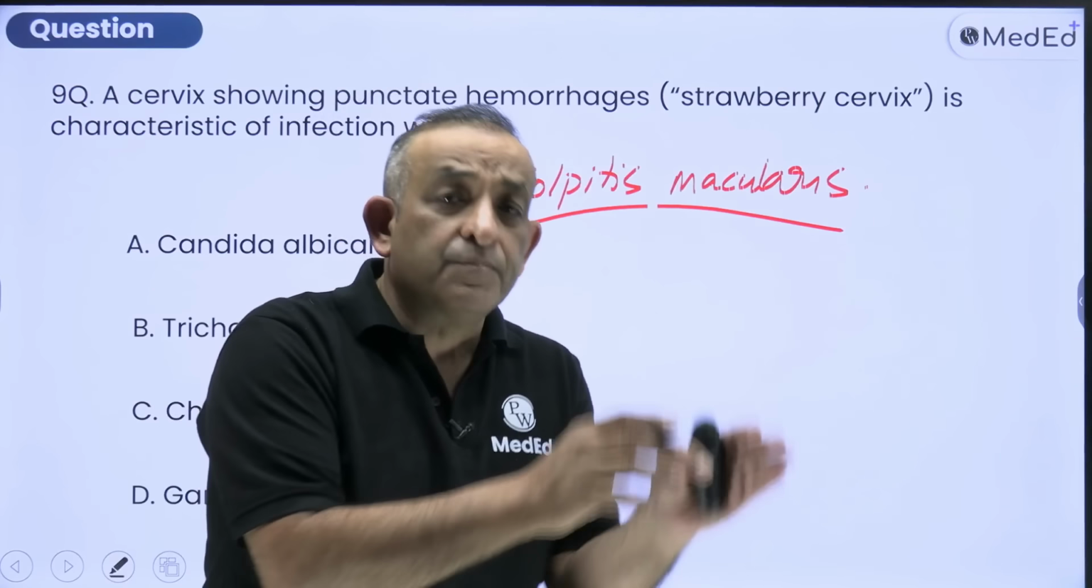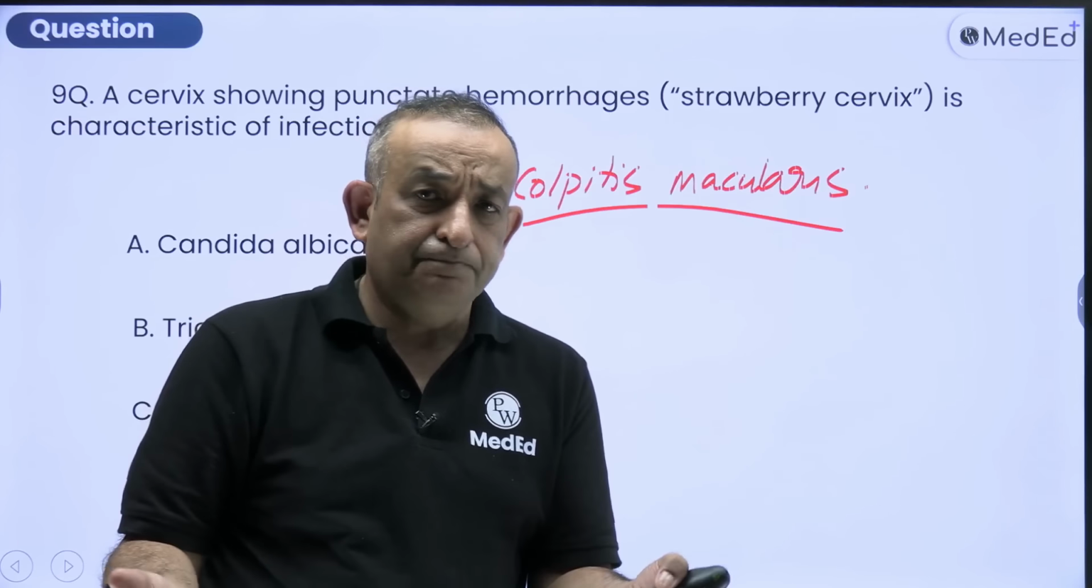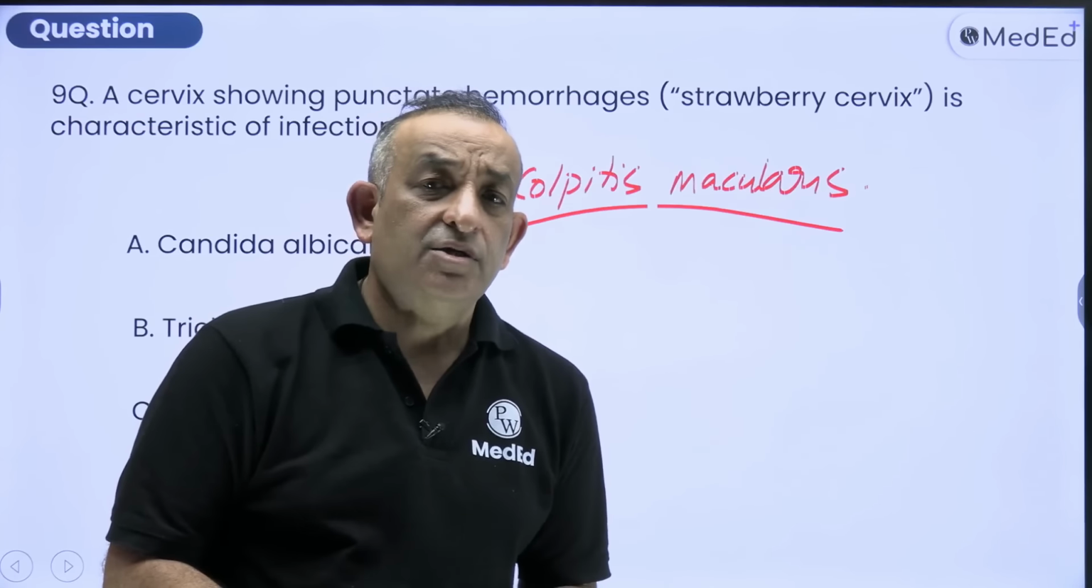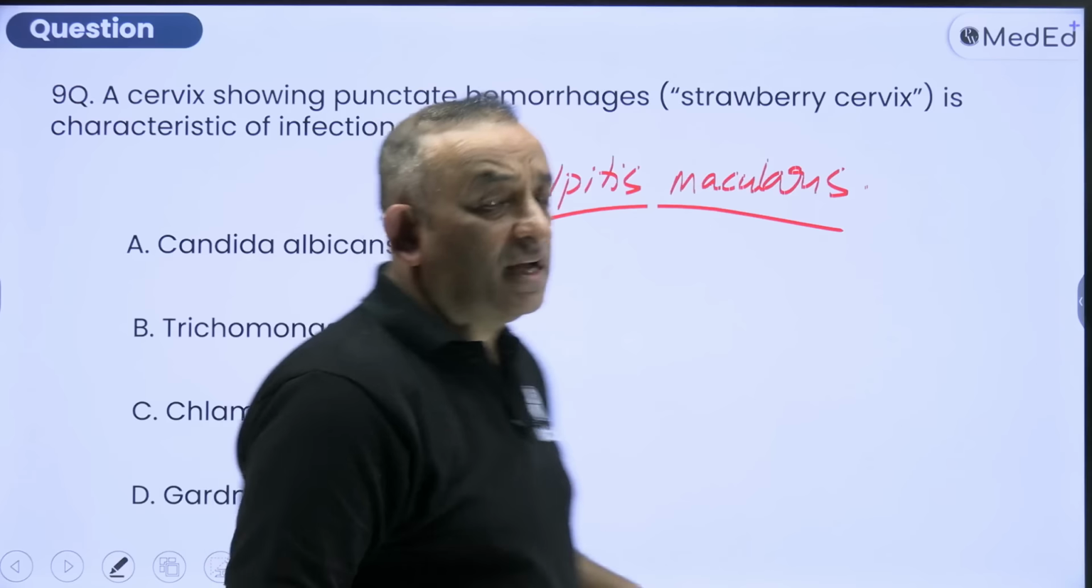Chadwick sign, bluish discoloration of the cervix and bluish discoloration of the vagina. All right, so not to get too confused about such basics. Okay, colpitis macularis and the treatment.